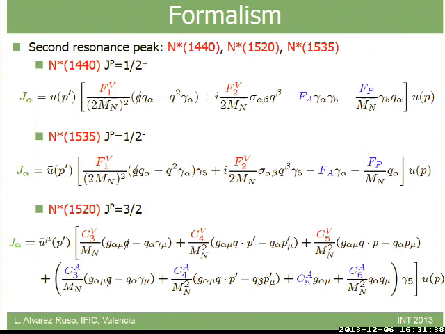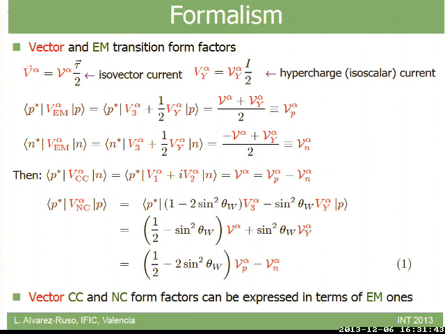So now the important point here is that thanks to gauge invariance, or the conservation of the vector current, and isospin symmetry, it is possible to relate the matrix element for the nucleon to resonance transition in the weak sector and in the electromagnetic sector. They are basically isospin rotations that allow you to do that. And as a result, the weak vector form factors can be expressed in terms of the electromagnetic ones.